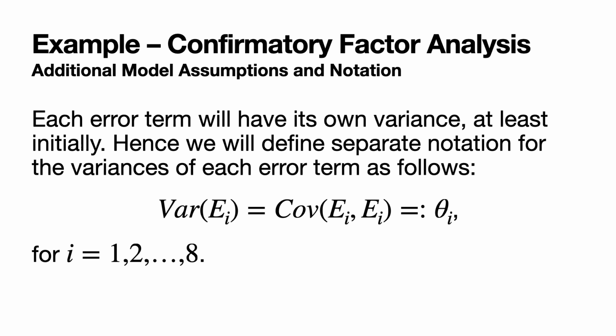Each error term will have its own variance, at least initially. Hence, we will define separate notation for the variances of each error term as follows. The variance of E sub i, which is the covariance of E sub i with itself, will be denoted by theta sub i for i going from 1 to 8.